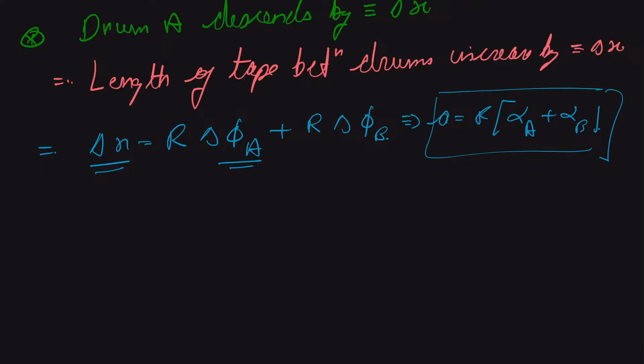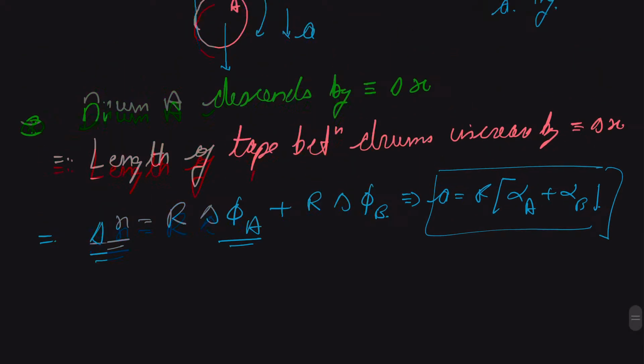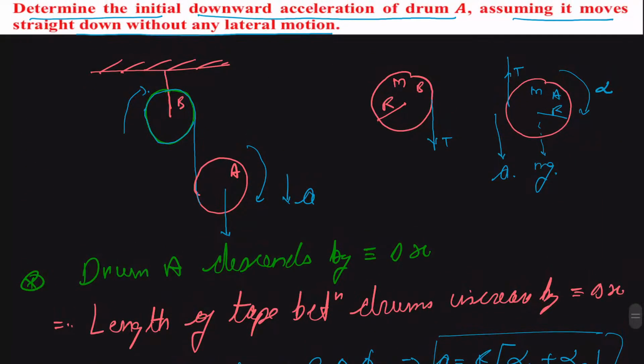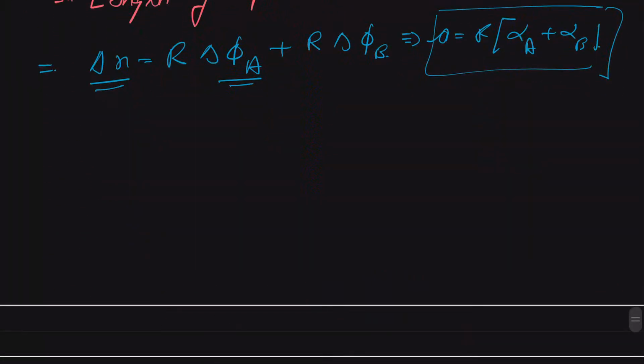Now we come to our torque as well as the forces. Like we said, there is a tension T, and our A is moving downward as well as rotating. So A will be having two types of motion, translational as well as rotational. So for drum A, let us consider first of all translational.